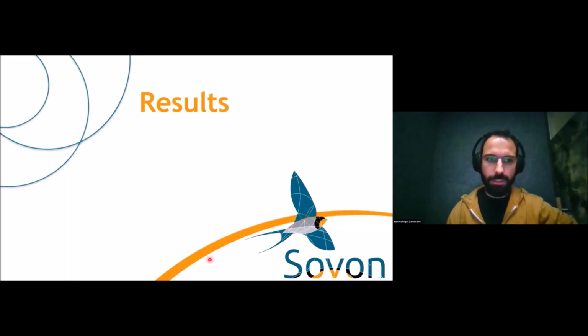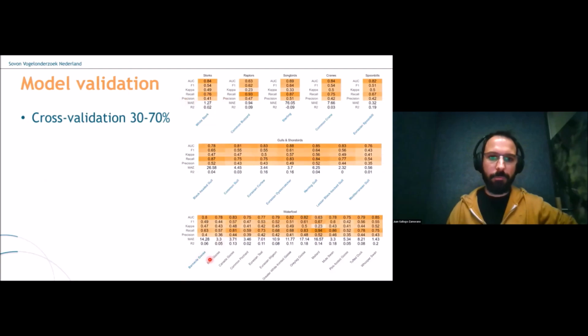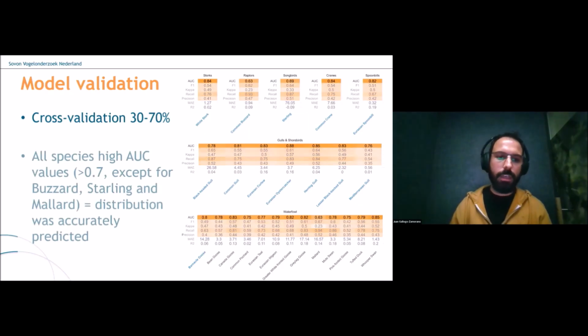So, going into the nice parts, the results. Basically, we had to validate whether these models are good, so we did cross validation in each stick cell. You separate the data into 30% for testing and 70% for training, and then you get different metrics that tell you how good your model is.